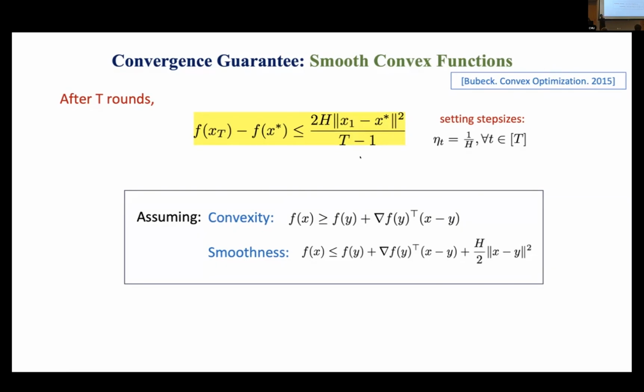It actually gets better, because a 1 by t convergence is always better than a 1 by square root t convergence. If it is a 1 by t convergence, it means that you just have to take linearly that many number of steps. You're already, like, 1 by number of steps closer to the optimal point. So it's a better convergence rate, and the smoothness can be exploited by the gradient descent algorithm to have a better convergence guarantee.